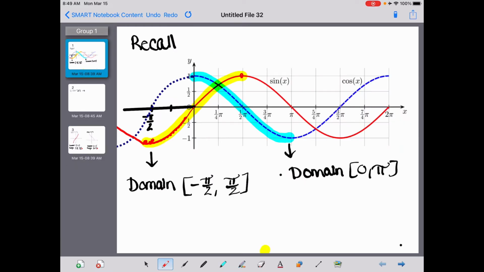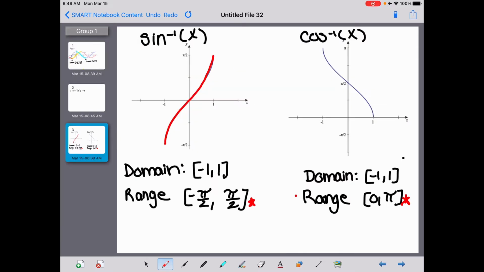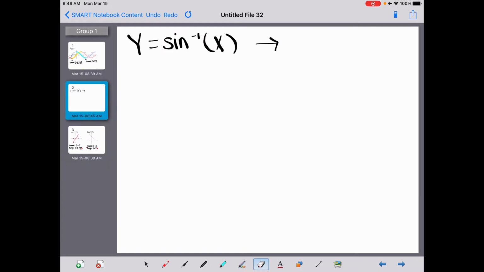If you look back at this visual, it's restricted from negative pi over 2 to pi over 2. Negative 1 to 1 becomes the x-axis. Same thing with the cosine graph. Now it's restricted from 0 to pi, and the range becomes negative 1 to 1. The domain becomes negative 1 to 1, right? So now we can actually use these functions, and we can talk about their derivatives. So let's start with the sine inverse derivative.